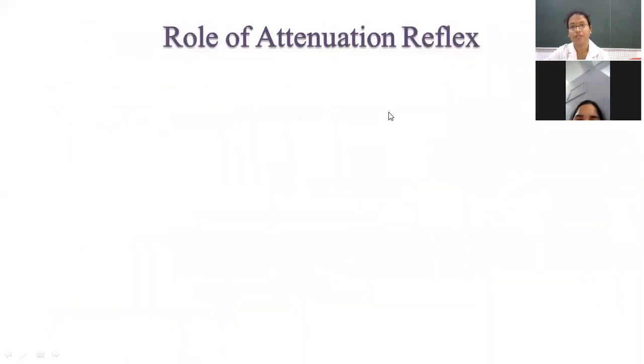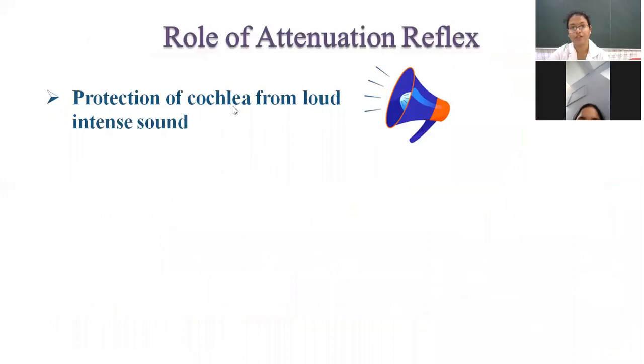Now, what is the role of this attenuation reflex? As I have been saying again and again, its job is protection. It is protection of the cochlea whenever there is exposure to loud, intense sound. The stiffness of the lever system will reduce the sound transmission across the ossicle chain and reduce the pressure which is generated at the oval window.